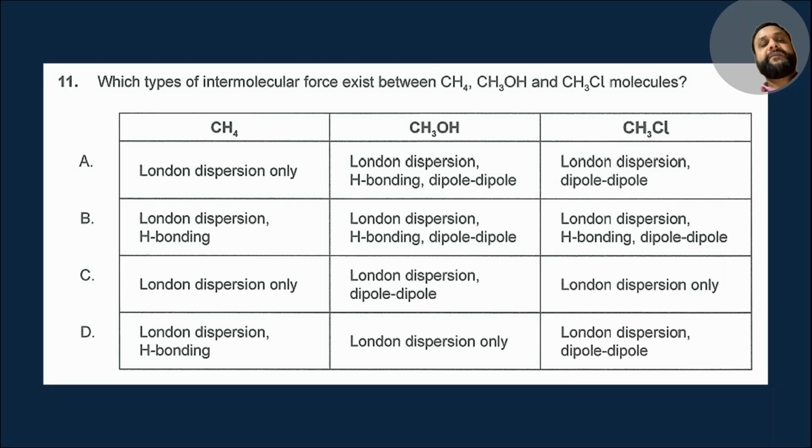Question 11. Which types of intermolecular force exist between methane, methanol, and methyl chloride molecules? So methane is a non-polar molecule, and non-polar molecules have London dispersion forces. Okay. So option A, London dispersion forces only.